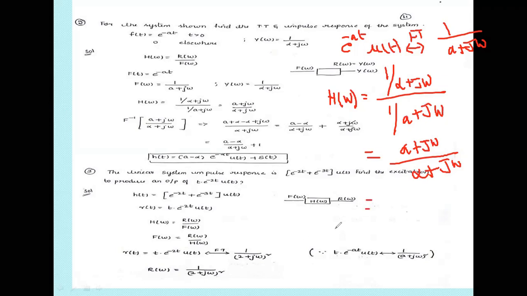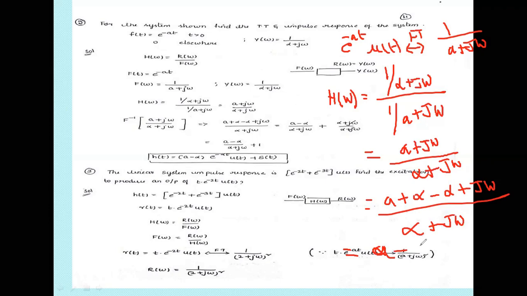You can add alpha and subtract alpha in the above equation: a plus alpha minus alpha plus j omega, whole divided by alpha plus j omega. That is equal to, see, a minus alpha is one term, so you can take a minus alpha by alpha plus j omega, and alpha plus j omega by alpha plus j omega becomes 1. So you will get a minus alpha by alpha plus j omega plus 1.